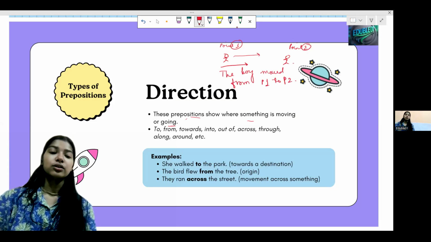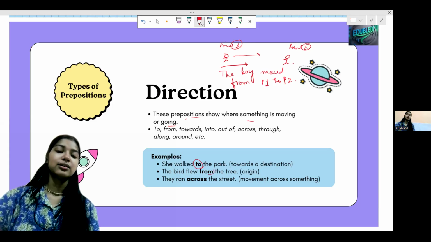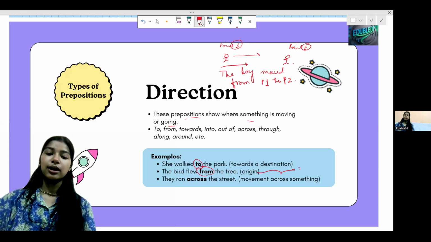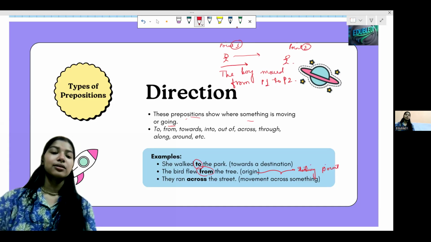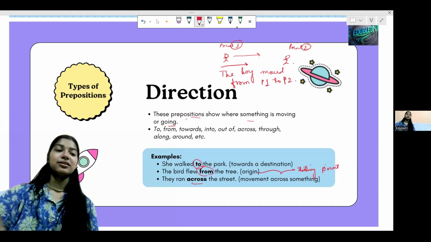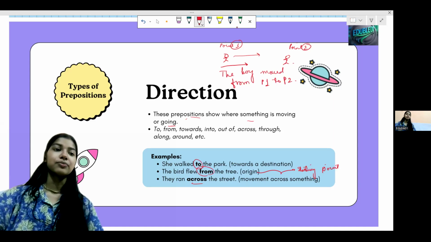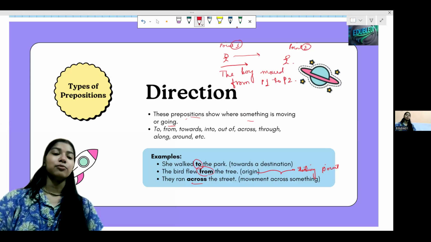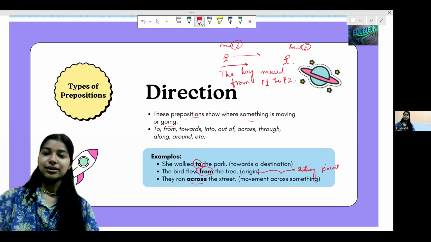So, she walked into the park. Walked to the park means that it's showing us the destination. The bird flew from the tree. It is telling us the origin, which means the starting point. Don't get confused with the word: origin means the starting point. They ran across the stream. That means movement across one thing. Let's say I'm moving around one thing that is a tree. So I'm moving across the tree. That's what the sentence meant to say.